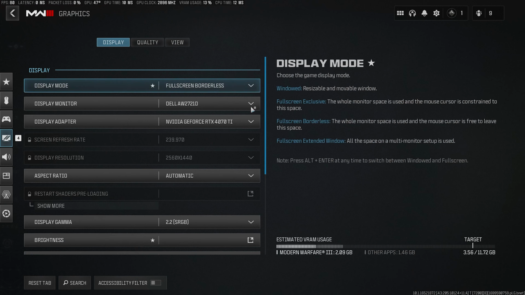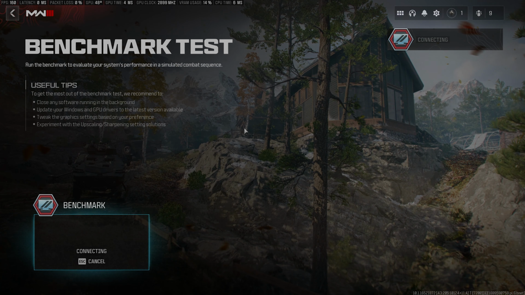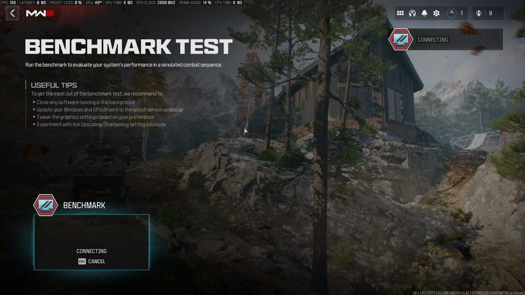Now my benchmark is going to be pretty low just because I'm streaming here. I'm going to go ahead and apply settings to full screen as well. That should help it out just a little bit. So this is going to just be an average benchmark. This is not overclocked or anything like that. I'm just going to show you what the average gamer goes through and make sure that you understand it here.